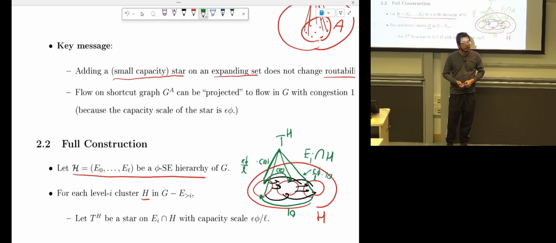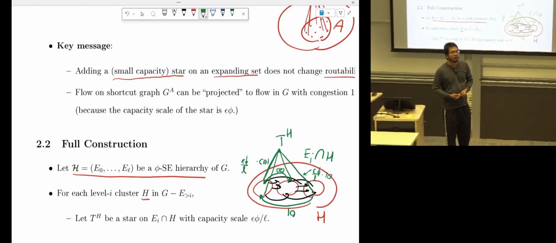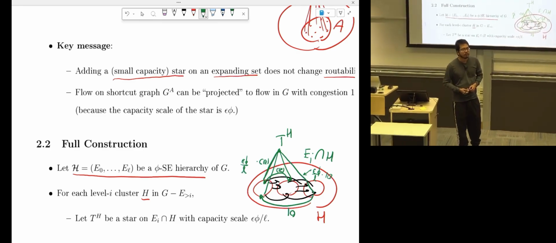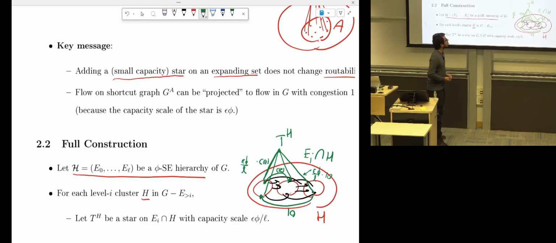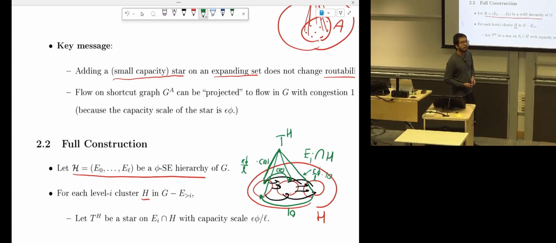This may be a stupid question, but does this work only in directed graphs? Because the hierarchy has to be directed for this. How do we construct this hierarchy in undirected graphs? Because you're looking at backward edges here, right?